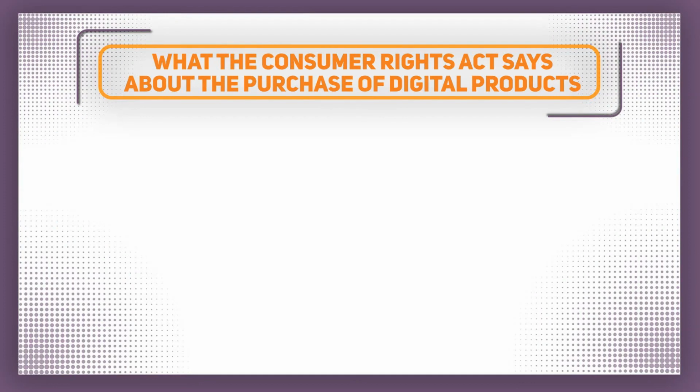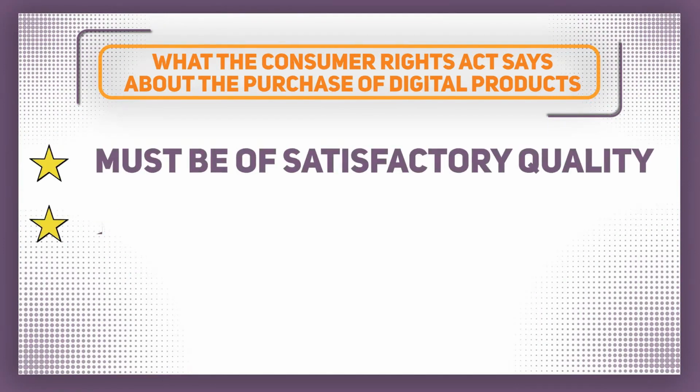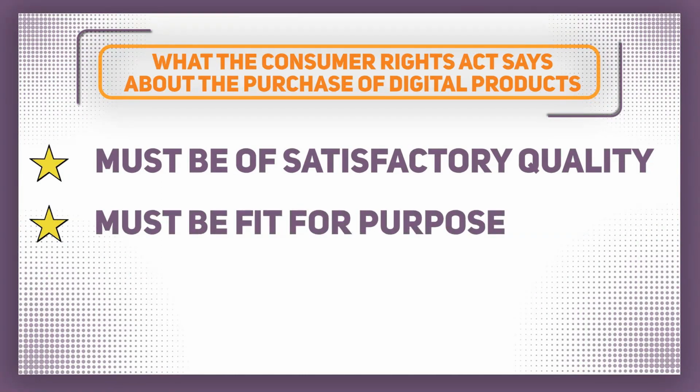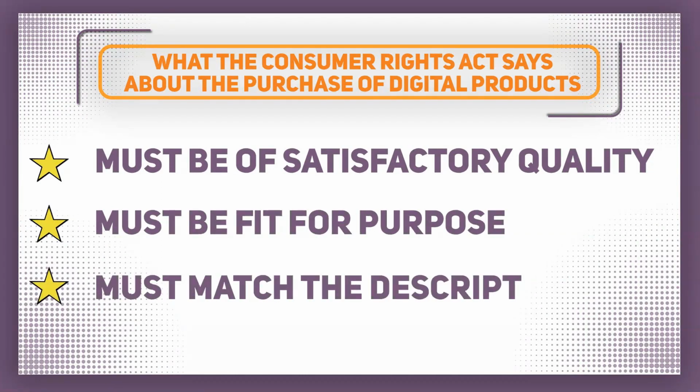Under the Consumer Rights Act, it's now clear that digital purchases must be of a satisfactory quality, must be fit for purpose, and match the description, just like with goods. If not, you have the right to a refund, a partial refund, a repair or a replacement, depending on the specific circumstances. And if something you've downloaded to your phone, tablet or computer causes a fault or corrupts your device, you may be entitled to a repair or to compensation.